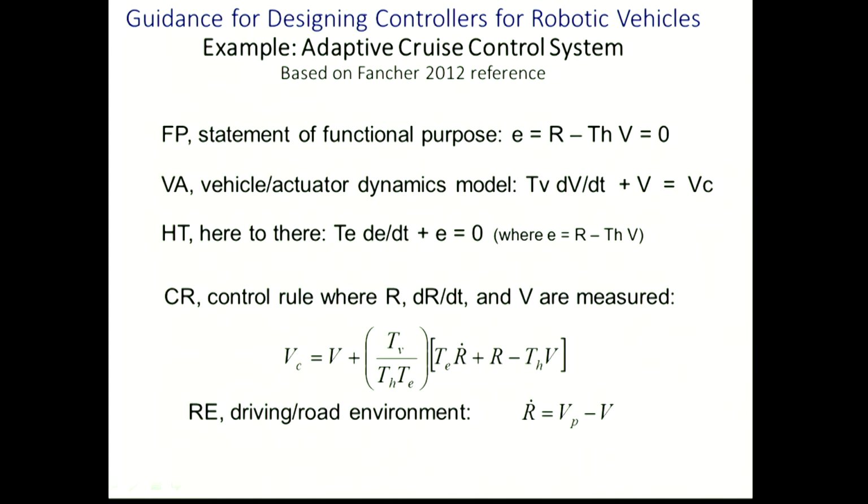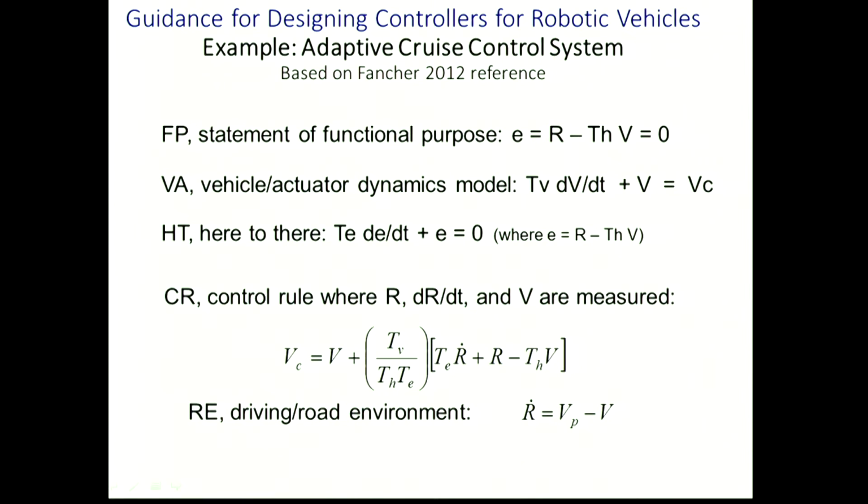This is a set of equations that I mentioned earlier, just an example of that for cruise control: the range minus TH, the headway time factor, times the velocity that you've already heard about. It's set up so it equals 0, because you're not always where you want to be, so there's a discrepancy, which is E, and your goal is to make E equal 0. That's the equation you need to figure out what to tell the actuator to do.